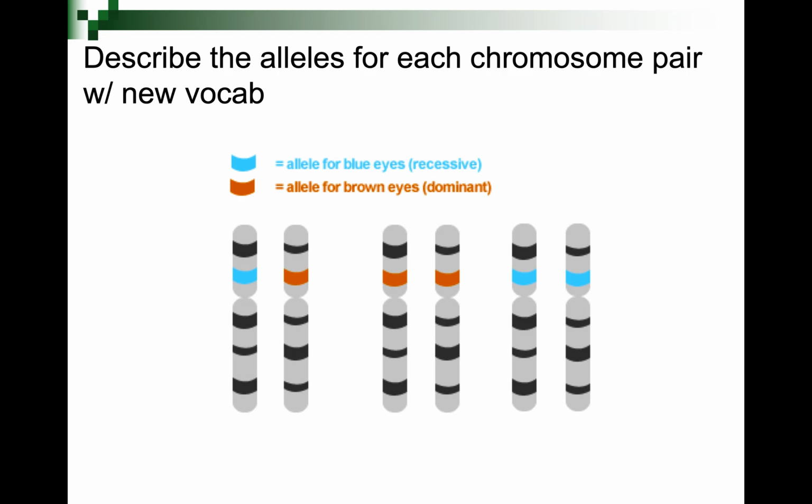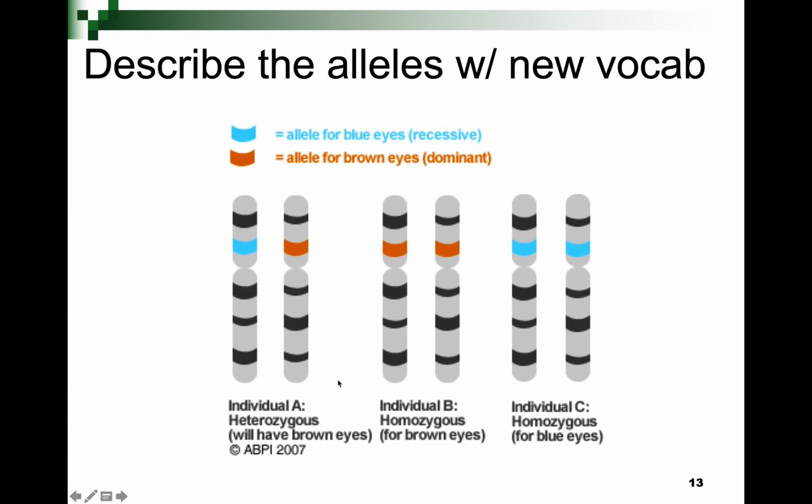Okay, hopefully you're back. So this individual here would be called heterozygous, and we'll get to this in a minute, but this individual would also have brown eyes because brown eyes are dominant over blue eyes, right? This individual is homozygous, but we would call this individual homozygous dominant because it has two dominant copies. And this individual would be homozygous, as you probably are guessing by now, recessive, okay?